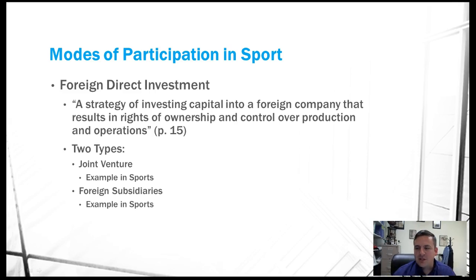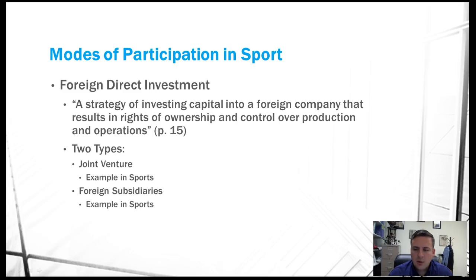Foreign direct investment is a strategy of investing capital into a foreign company that results in the rights of ownership or control over production and operations. There are really 2 different types of foreign direct investment. One of them is a joint venture, and this is essentially where you're taking two separate parties that may be in different countries and forming a company together. For example, in sports, you would see ESPN and Star Sports.